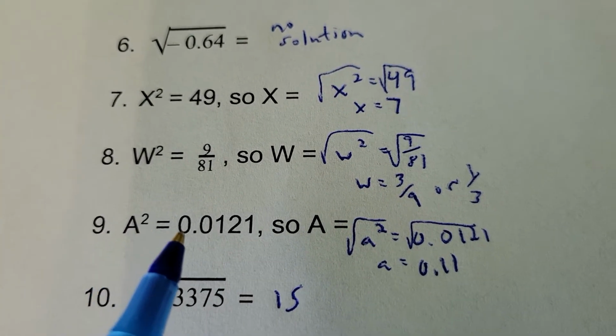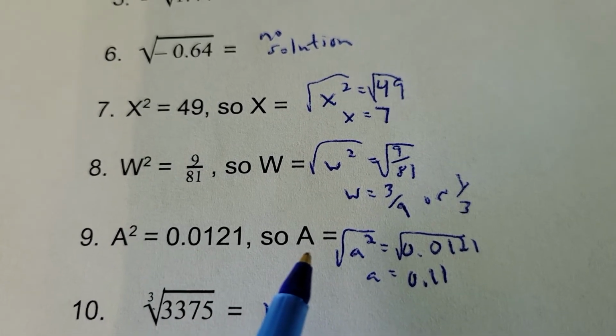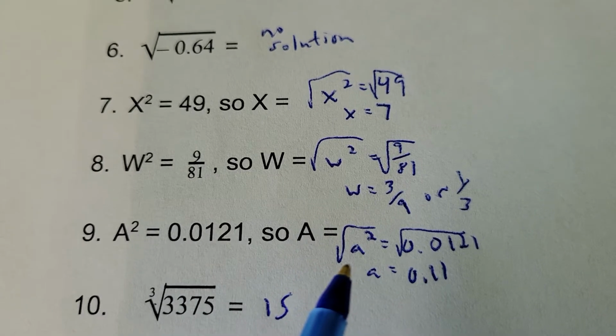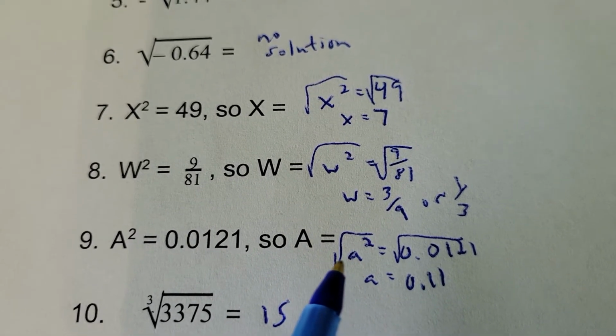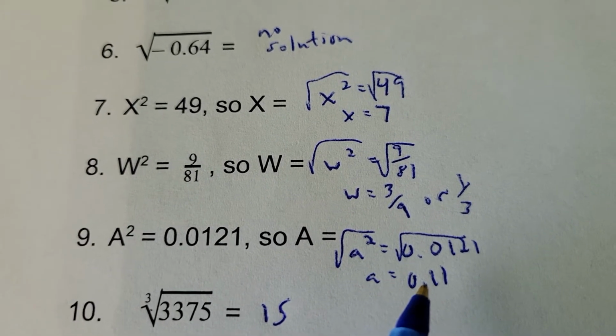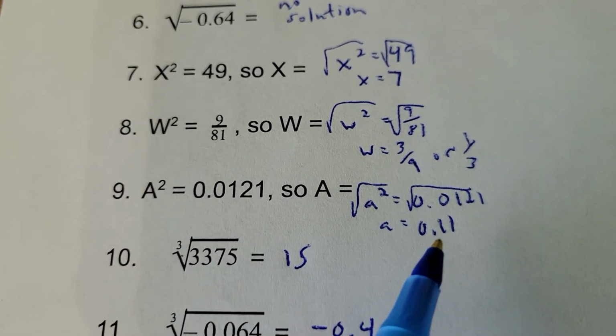Next up, a squared is 0.0121. So a equals, well, if a squared is that little decimal number, I don't want the squared next to my a, so I do the opposite, square root it, and I'm down to just a, and the square root of 0.0121 is 0.11.